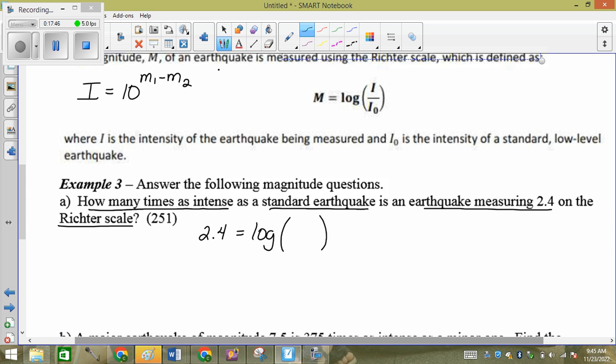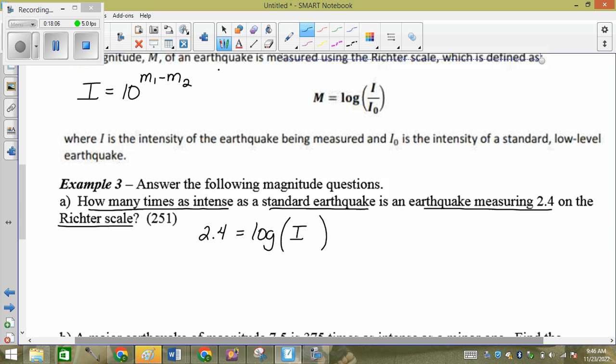Which one are we going to have? Do we have I or I0? If you're stuck, they're asking us for the intensity, so that's why it's just an I. It's a ratio. Remember when it says "as intense," they don't actually give you I or I0, they give you a ratio of the two.